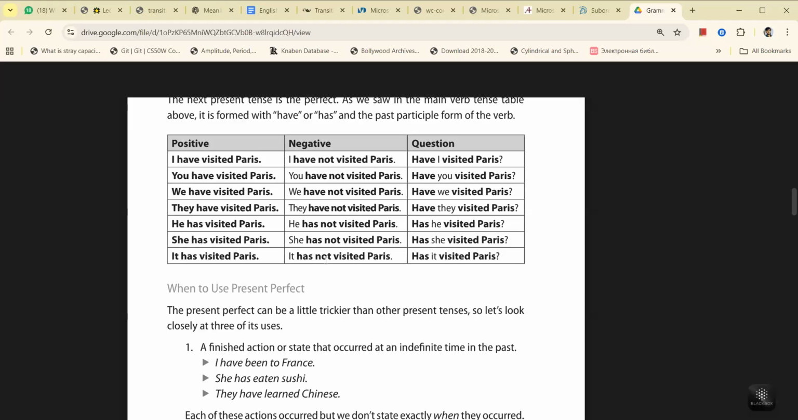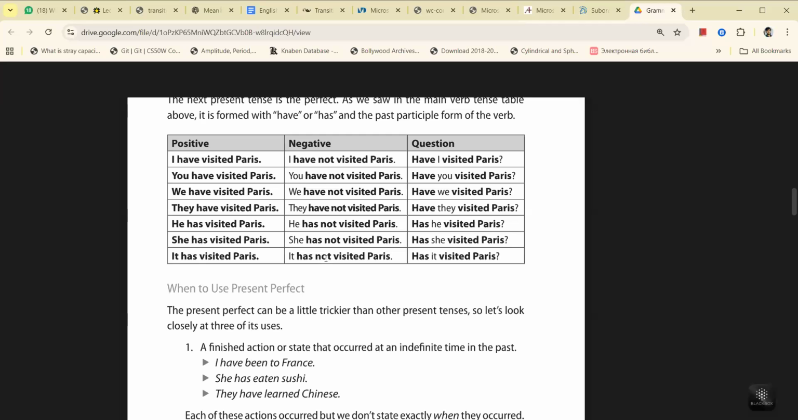So, very simple. First of all, we have used have with the third form of the verb visit in the present perfect tense. And if we are making the negative of the first sentence, then we use have not visited Paris. If you are making a question, we can use have before starting the sentence. Then it becomes a question.